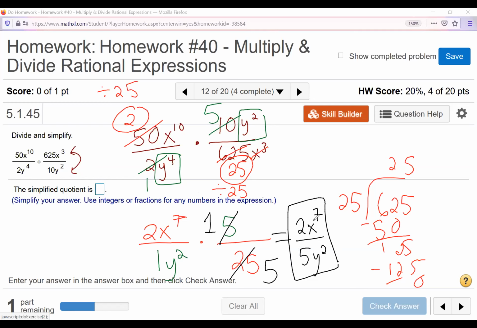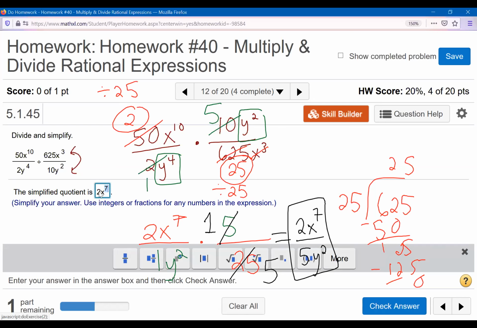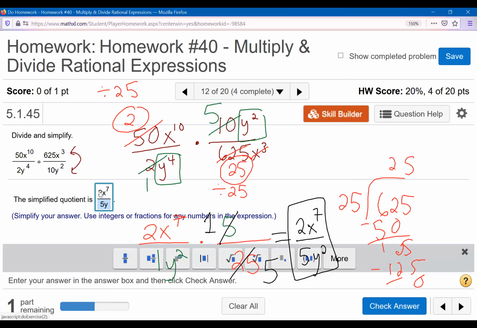And do one last check. Do 2 and 5 have any common factors that we missed? Do x and y have any common factors? No, so we're good. Our final answer, the simplified quotient, is 2x to the 7th over 5y squared.